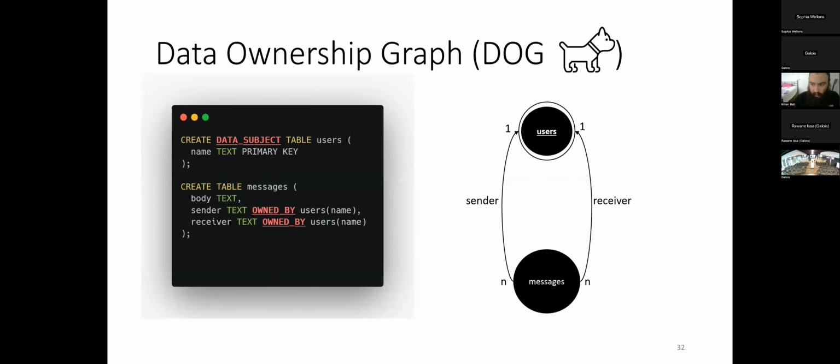Now, internally, K9db represents the policy using a data ownership graph, or DOG for short. And it deduces the DOG from the schema and the annotations. The DOG is a multi-graph where every node represents a table. And the DOG must contain at least one data subject table, which we highlight using a double circle on the slide. Edges in the DOG correspond to annotated foreign keys, which carry some ownership semantics. The edges always point towards the data subject table, either directly or transitively, even when the underlying foreign key points in the opposite direction.